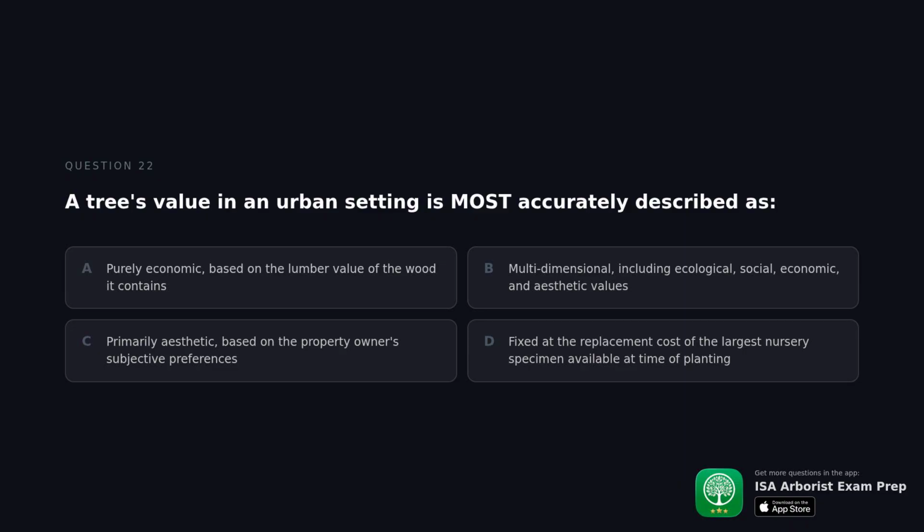A tree's value in an urban setting is most accurately described as A. Purely economic, based on the lumber value of the wood it contains. B. Multidimensional, including ecological, social, economic, and aesthetic values. C. Primarily aesthetic, based on the property owner's subjective preferences. D. Fixed at the replacement cost of the largest nursery specimen available at time of planting.